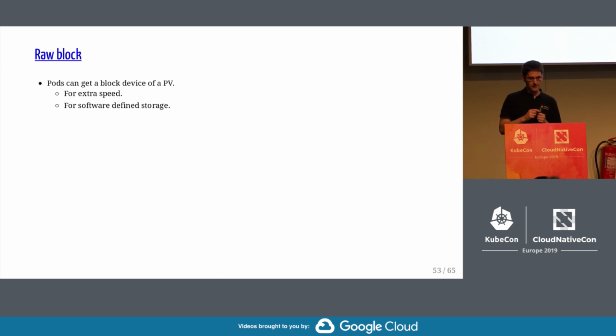Until now, if you used a volume in a pod, Kubernetes created a file system on it and mounted it inside the pod. There are some workloads that don't like it. They want extra speed, or they want to handle the block device by themselves. So now you can use raw block devices, and you can get a raw block device inside your pod, and you can do whatever you want with it. Kubernetes won't touch any data on the volume.